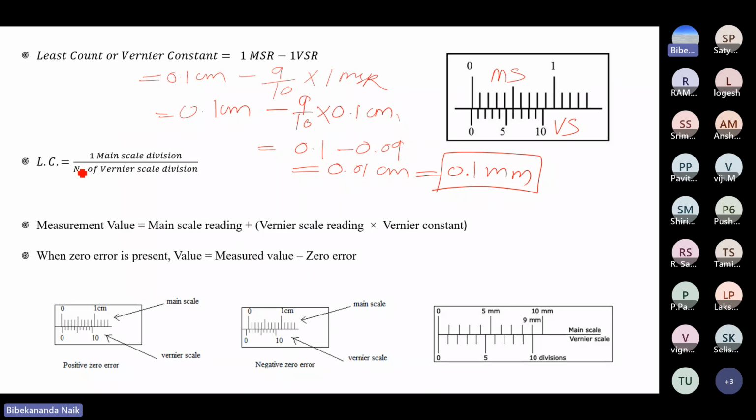Also, there is another method for calculating least count, which is also called vernier constant or VC. It is 1 main scale division divided by number of vernier scale divisions. So here 1 main scale division is 0.1 centimeter, and number of vernier scale divisions is 10, because these 10 divisions correspond to 9. However, this formula we can't apply in all cases.